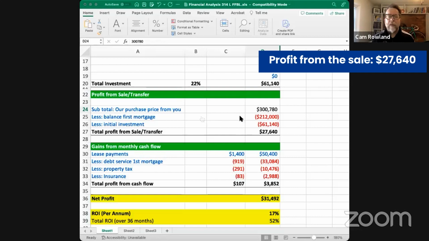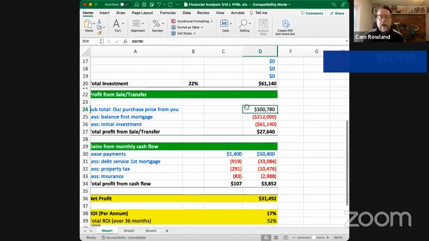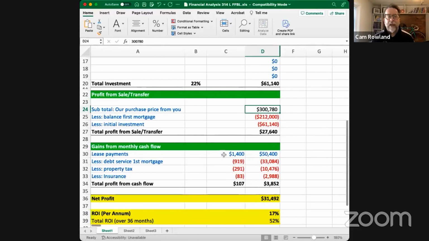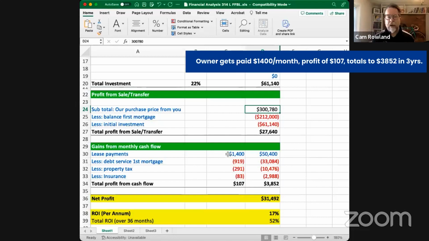Okay, so going back to my spreadsheet. I agreed to purchase it from them for $300,000. Great, they're going to make $27,000 off that. What about the rest of it? My monthly lease payments to them were $1,400. So this is the owner, remember. I got an investor to purchase this property, and I've agreed to pay them $1,400 a month rent. That's going to cover their mortgage, taxes, and insurance, and leave a little bit of money for them to go to McDonald's each month.